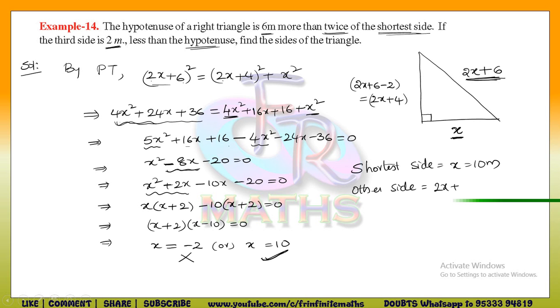Next, the other side, the third side, is nothing but 2x plus 4, which gives me 2 into 10 plus 4, which gives me 24 meters. The same way, finally, the hypotenuse is equal to 2 times 10 plus 6, which gives me 20 plus 6 is equal to 26 meters. So likewise we can find out the sides of a right angle triangle when the sides are related with some conditions. Okay, next moving on to one more question.